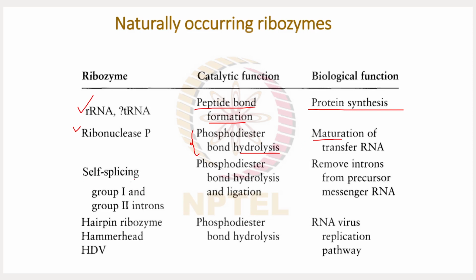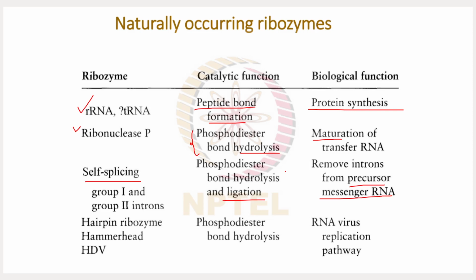Next is the self-splicing ribozyme. What is its function? Same thing, phosphodiester bond hydrolysis and ligation. So what is ligation? Generally it is found during your replication and transcription process. This ligation process synthesizes the phosphodiester bond between two nucleotides, which removes introns from precursor messenger RNA. So precursor messenger RNA has both introns and exons, just transcribed from DNA.